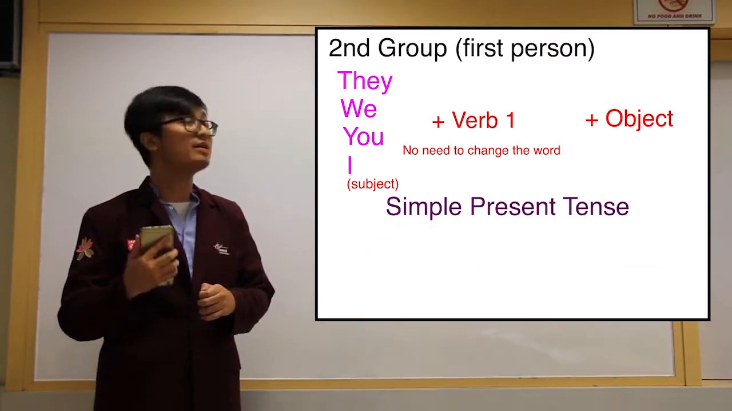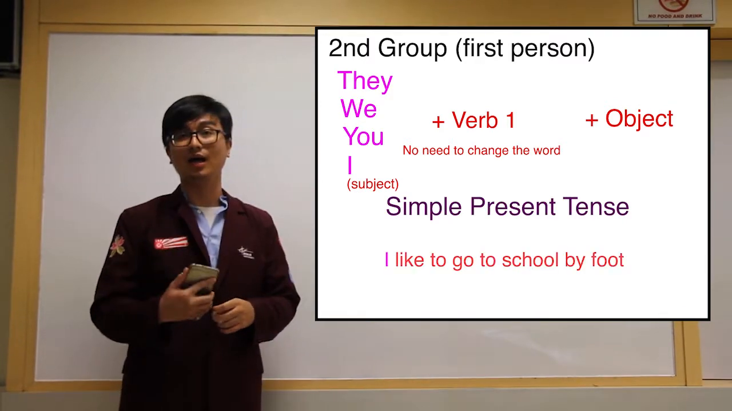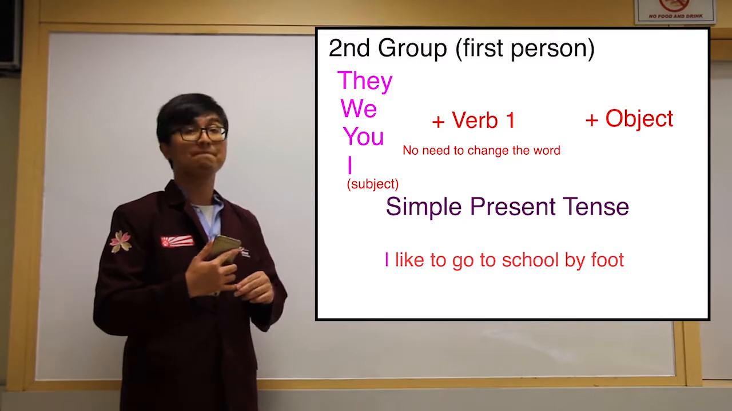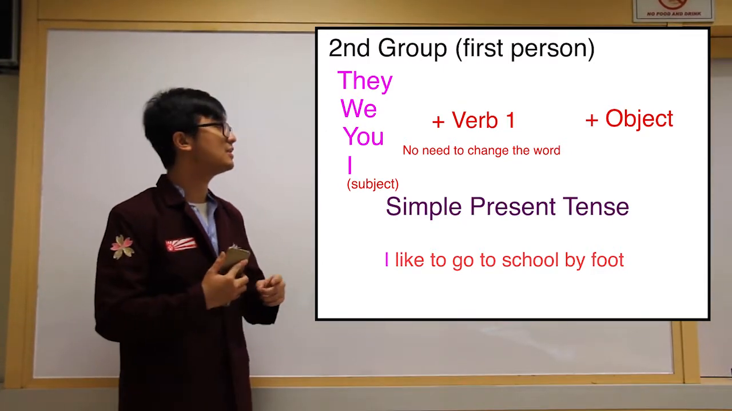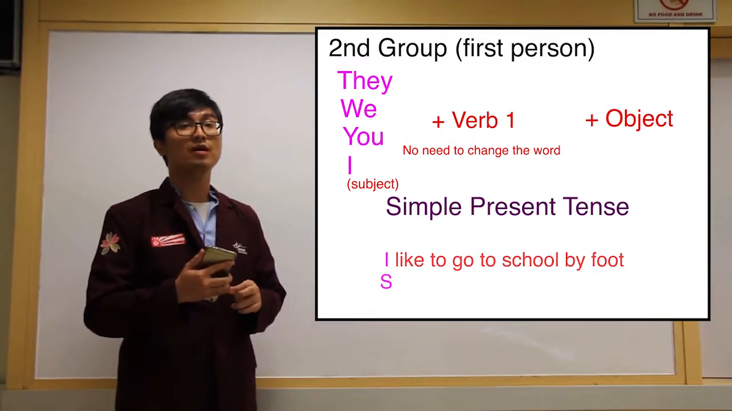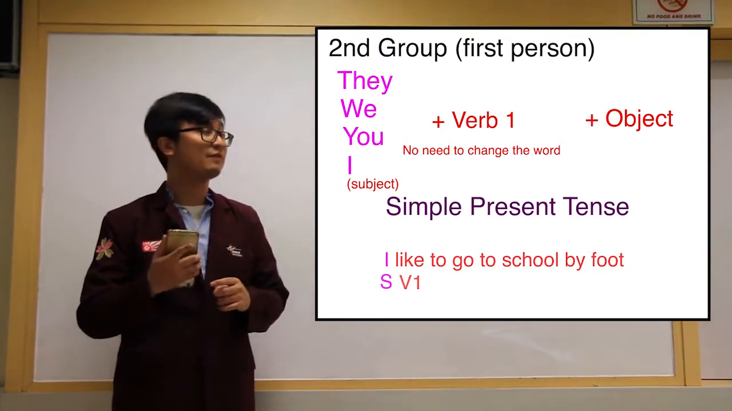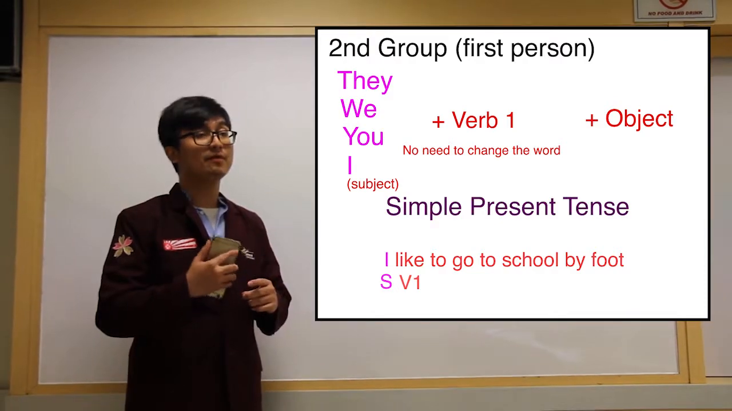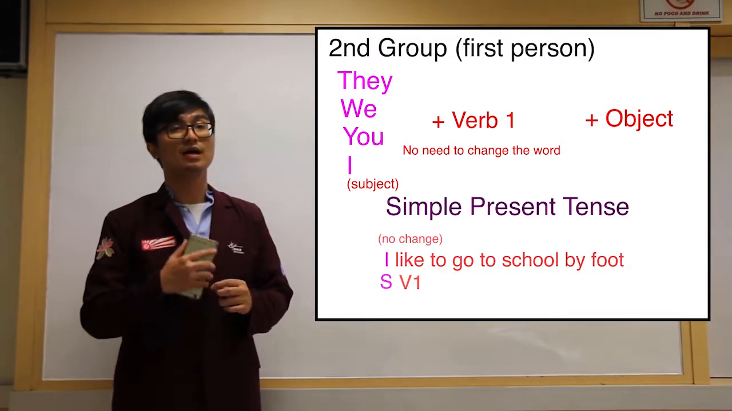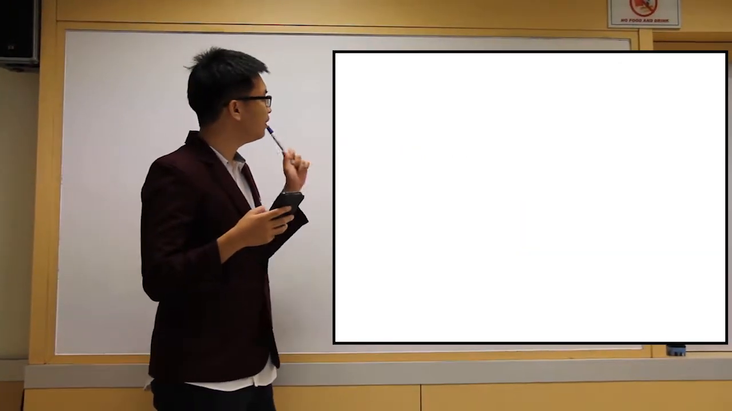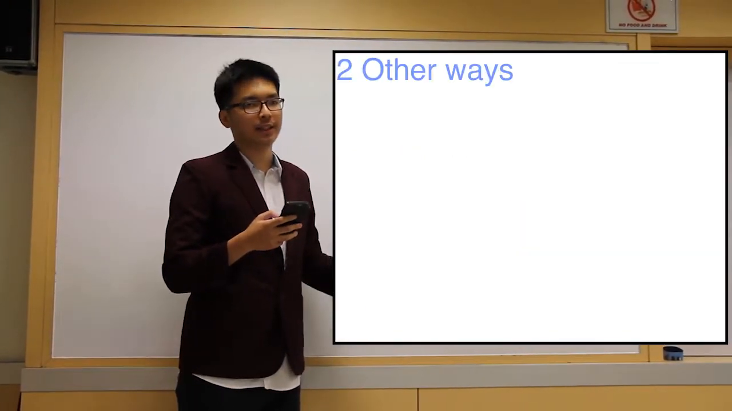And then another example is I like to go to school by foot. The subject of the sentence is I, and the verb 1 originally is like. Because of that, the verb for the sentence remains the same. Hence, it's I like.